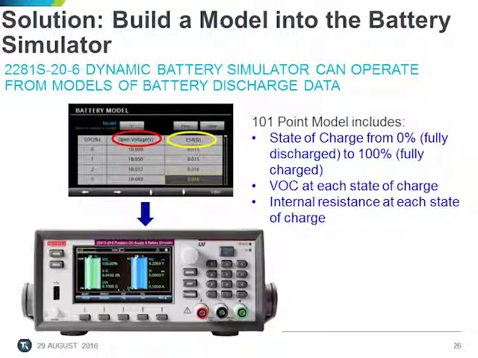The state of charge is equivalent to the amp hour capacity of the battery. As the battery simulator supplies current, it computes the amp hour product representing battery capacity consumed and changes the output open circuit voltage and internal resistance based on the model.